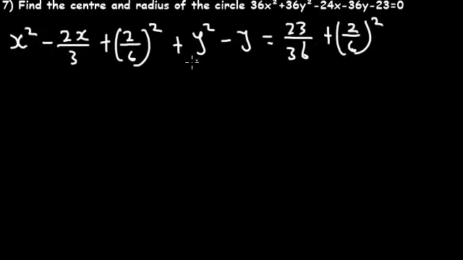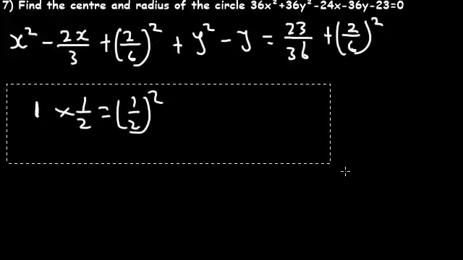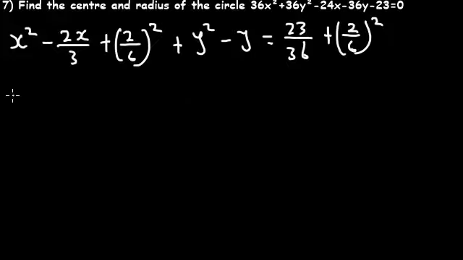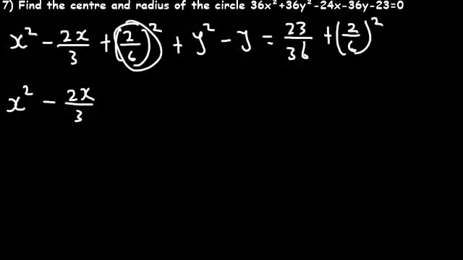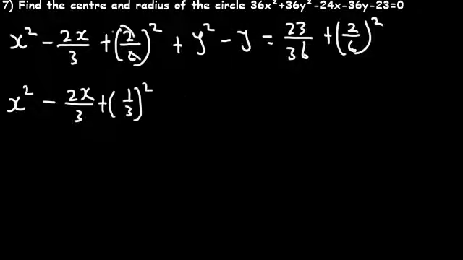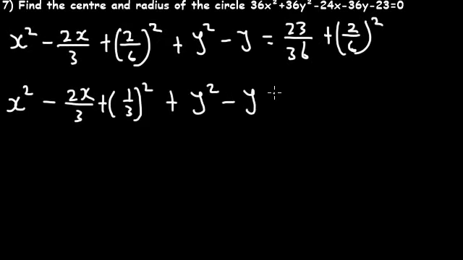For y squared minus y, the coefficient of y is 1. So multiply by half, that gives us 1 over 2, then we square that: 1 over 2 squared. So we have x squared minus 2x over 3 plus 1 over 3 all squared, reducing what is within the parentheses: 2 over 6 becomes 1 over 3. And plus y squared minus y, and we are adding 1 over 2 squared to it.